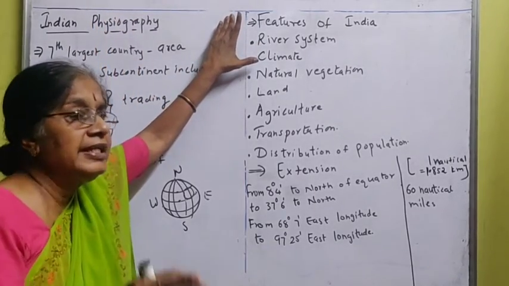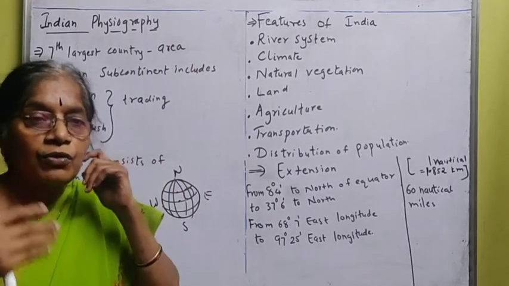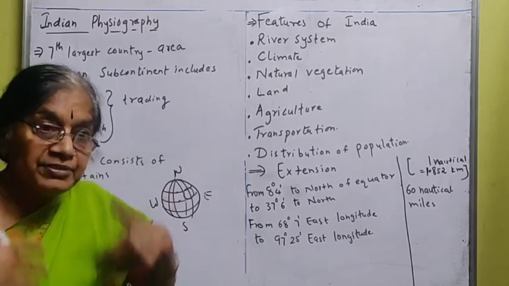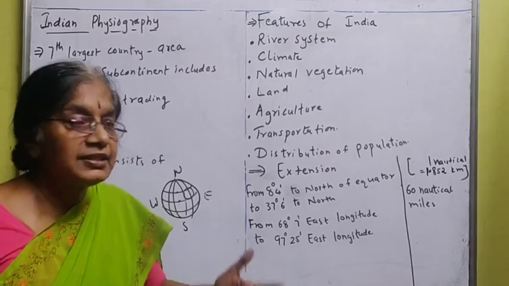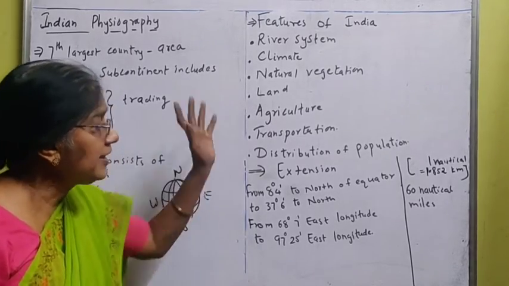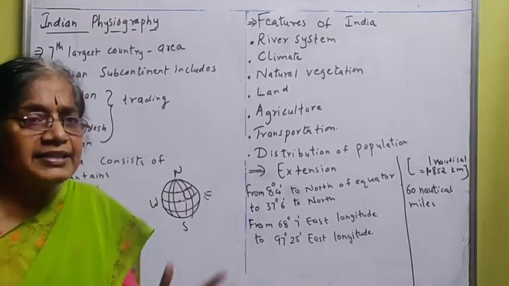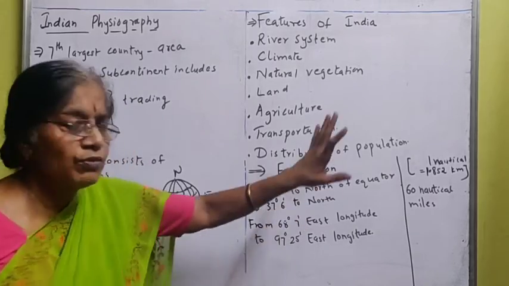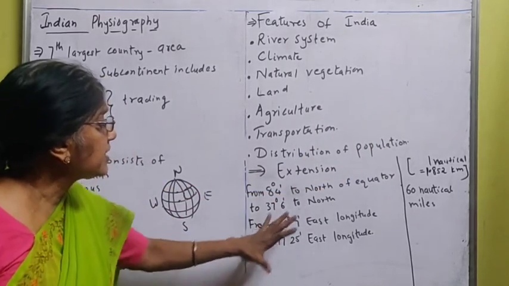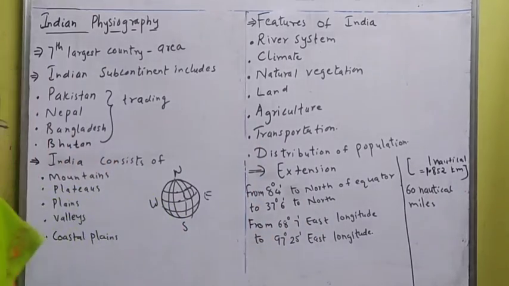What other features does India have? It has a very good river system. Climate is also very good for the growth of crops. It helps in agriculture. Natural vegetation, land, agriculture and transportation. How? And distribution of population. How does India extend? Latitude wise and longitude wise: 8 degree 4 minutes to 37 degree 6 minutes towards the north latitude, and 68 degree 7 minutes to 97 degree 25 minutes towards the east longitude. This is regarding the Indian physiography.